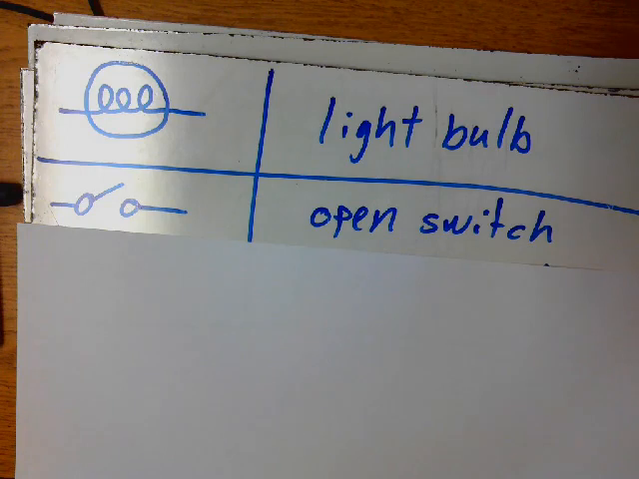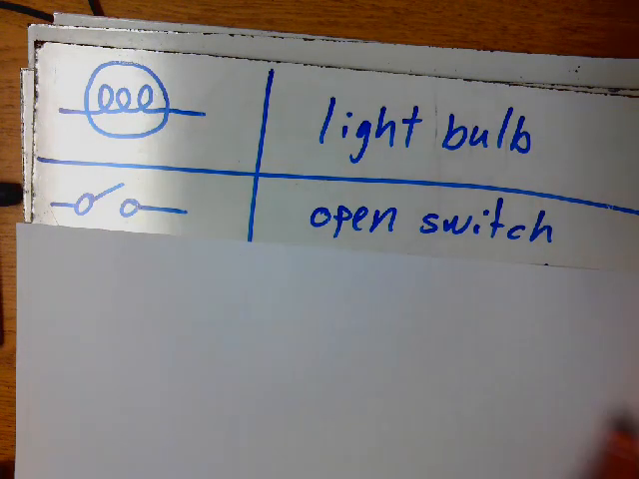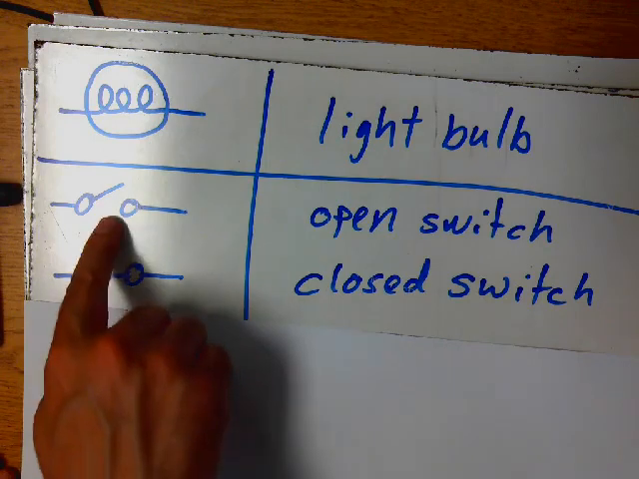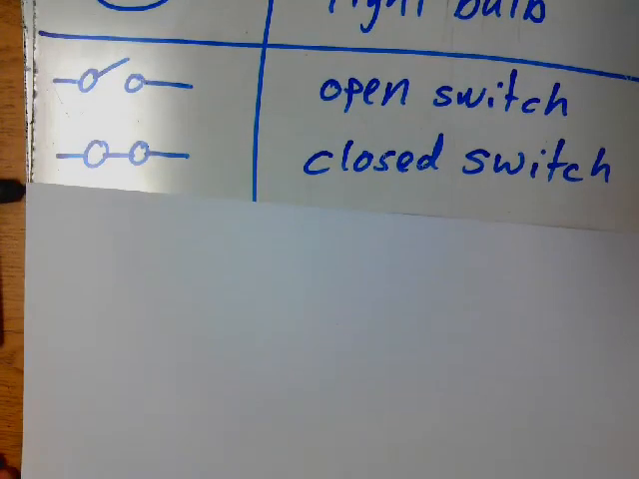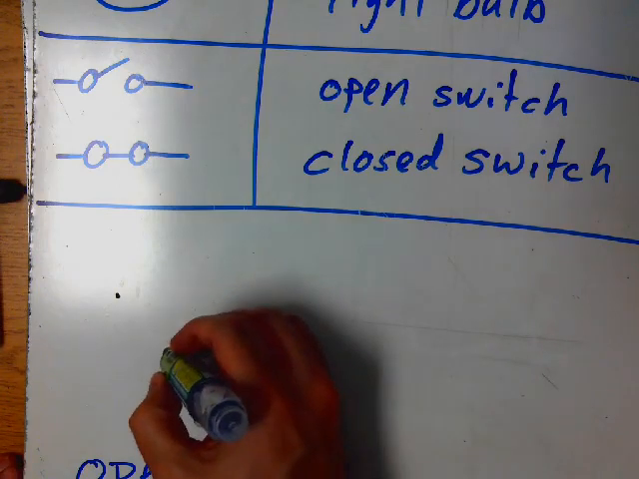If I have a switch in my circuit, my switch can either be open or closed. Basically it's drawn kind of like an overhead view of a door. When it's open, it's not touching. When it's closed, the 2 wires are touching. So if we wanted to put all this together and actually draw what a circuit would look like, we would start with a battery.